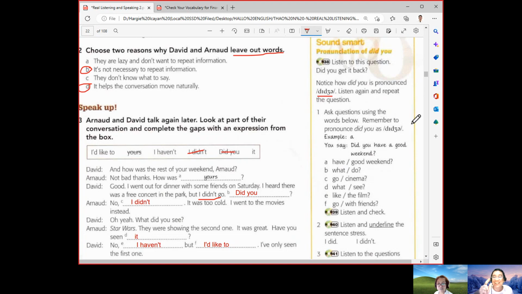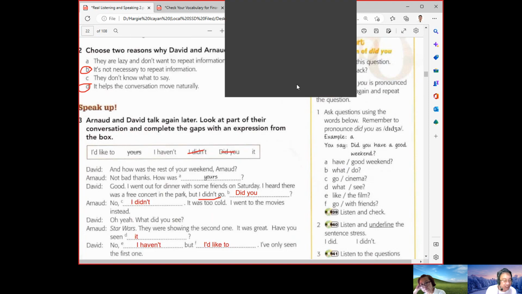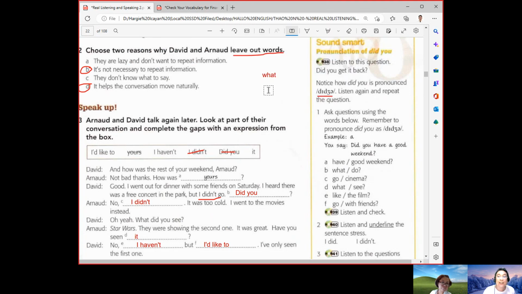We do not pronounce the T. So it should be "what day," "what time." But again, I have to clarify that one. If we just have to write only the word, we can pronounce the T.